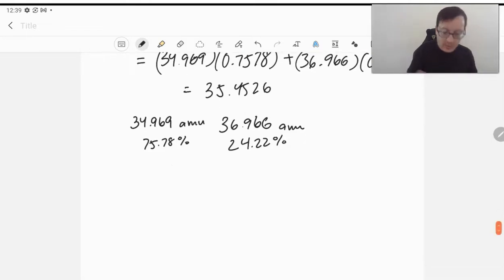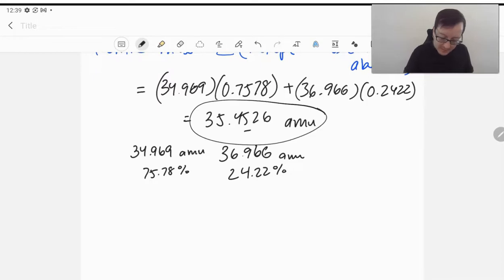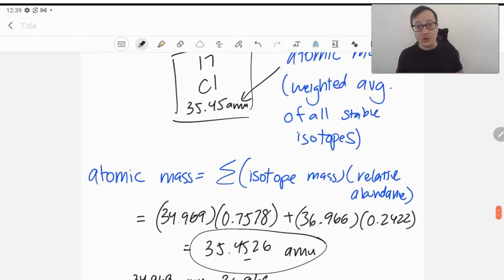26 if we really wanted, but we know we have 4 significant figures based on these, what are they called, percentages, the abundance. The unit for this would be AMU, because that's the unit we had to begin with. And notice that's indeed the number we see underneath chlorine on the periodic table. So that's how atomic mass is calculated. It's the weighted average of all stable isotopes. And we'll see next chapter how we can actually use this in talking about weighing out atoms and how many atoms there are in that sample or in a molecule or whatever it may be.